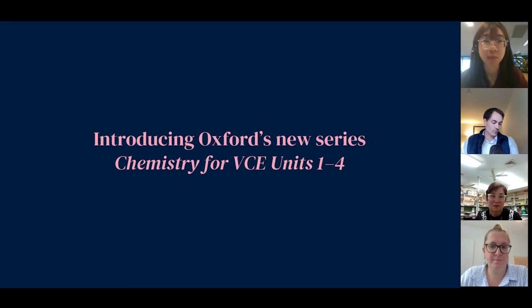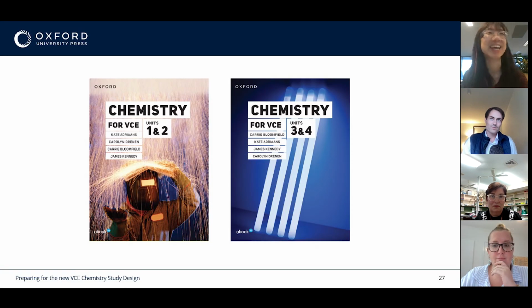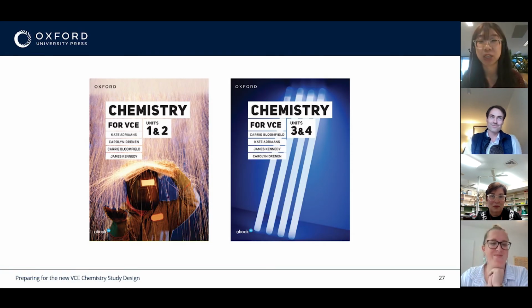With all of these changes in mind, Oxford's publishing a new Chemistry for VCE series structured to take the worry and stress out of planning for and implementing this new study design. The series is mapped to the new content, provides support for assessment, and we've really tried to help you out by building in these cross-study specifications. This is what they look like, and today I'll give you a quick tour through our sample chapter for Units 1 and 2.